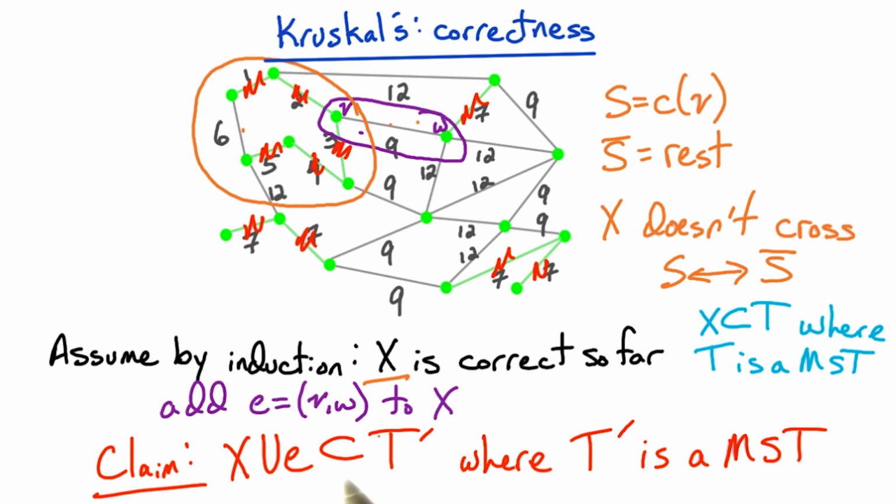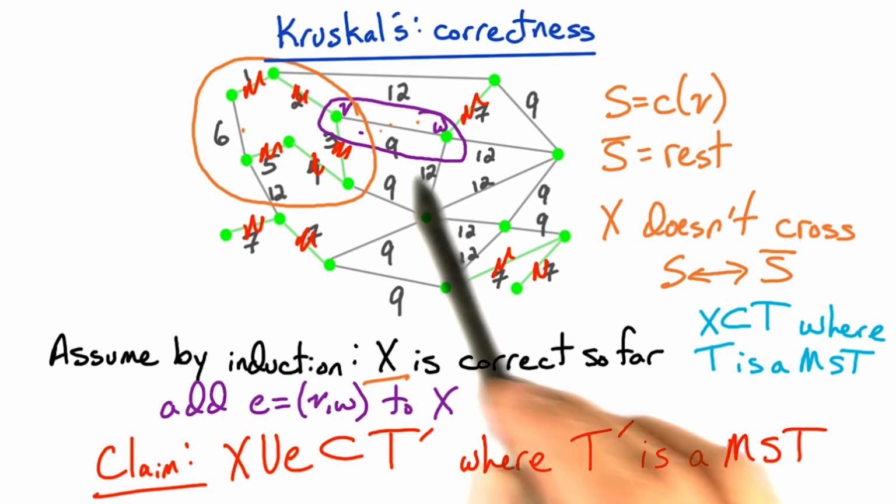Before we go ahead and formalize the cut property statement, let me formalize what I mean by a cut, this partition of vertices into S and S bar.